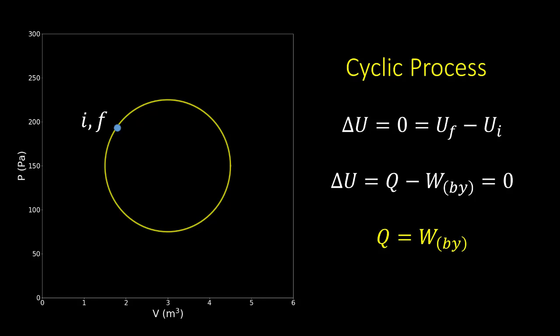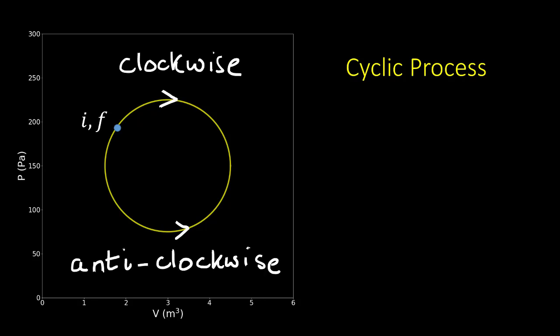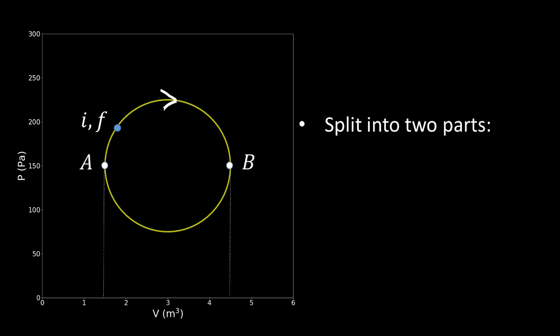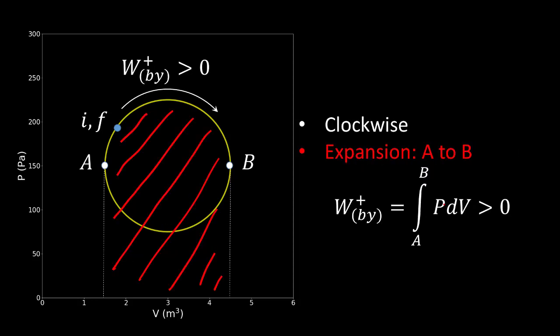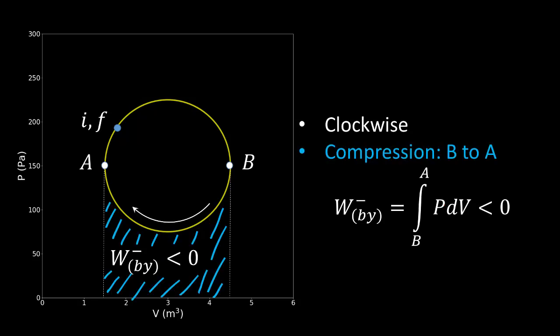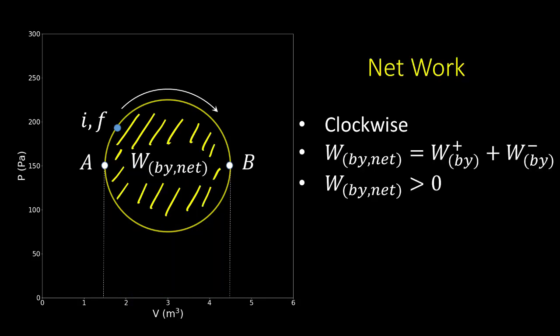Around a cycle, there are two opposite directions, clockwise and anti-clockwise, for which the signs of the work done are opposite. A cycle may be split into two processes between the minimum and maximum volumes, one an expansion and the other a compression. If the direction is clockwise, then the work done by the gas in the expansion is larger than the magnitude of that done on the gas in the compression, so the net work done by the gas and the net heat added to the gas are positive.